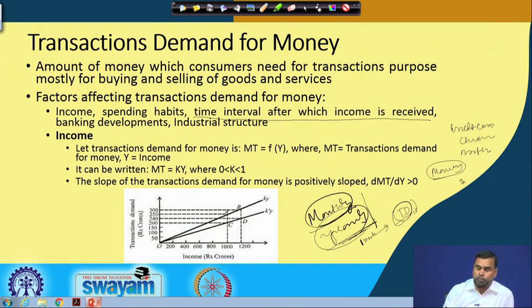But before that, if for everything you want to use cash, then obviously your demand for money increases. But if you have different alternatives, then obviously you are not bothered about holding cash with you, and you can carry any kind of alternative instruments which are given by the banks for your transactions.